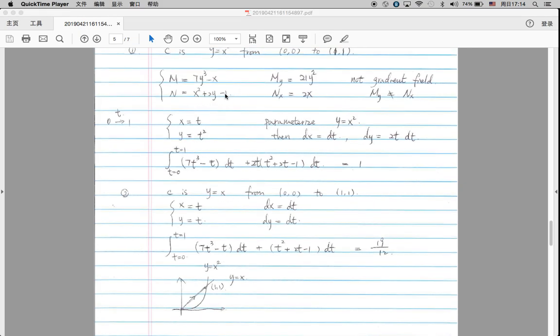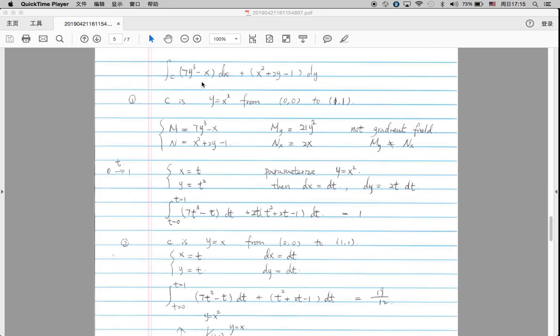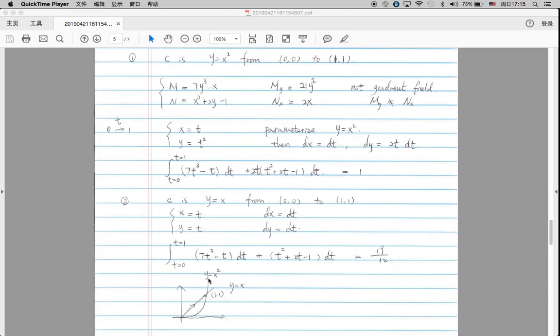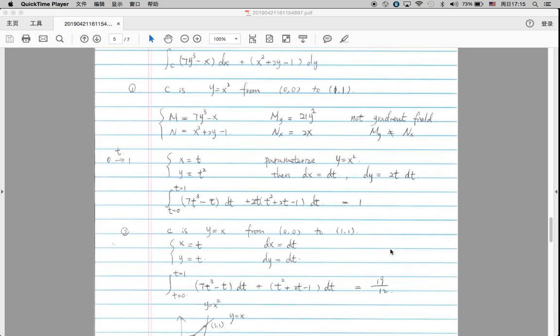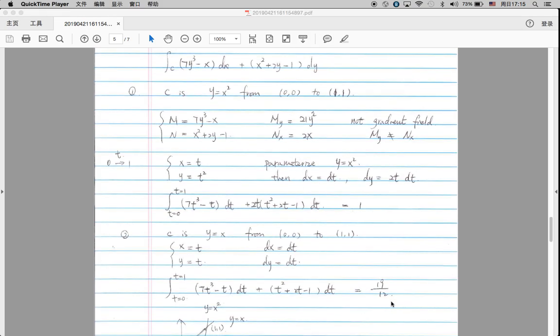So again using the technique here, we actually get the integral. It's still the same from 0 to 1, but the solution of the integral is different. So we have 19 over 12. So even if we have the same starting point, same ending point, and the same equation to evaluate, since we have a different path, we will get a different solution for this question. The reason we are getting different numbers here is because this is not a gradient field.